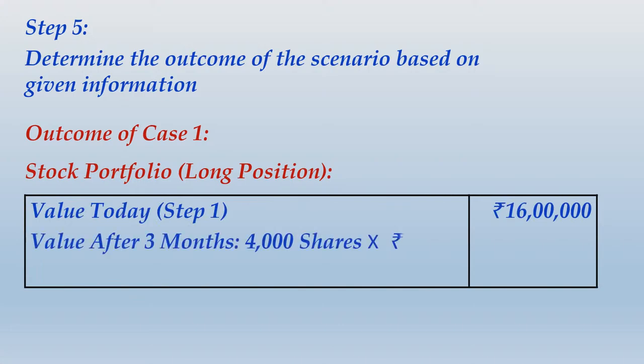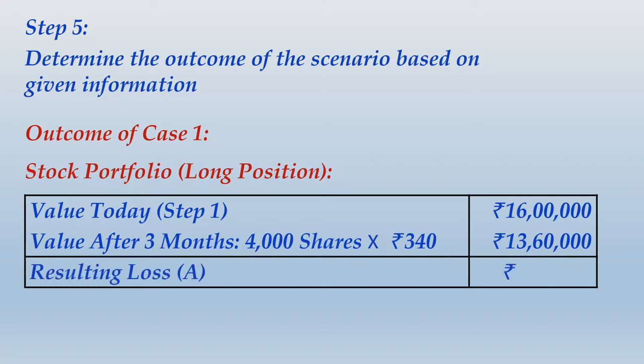Value after 3 months will be 4000 shares into 340. Correct? This is the price of the stock given in case 1, and that comes to 13,60,000. Resulting loss will be 2,40,000. This is easily determinable. Quickly take the screenshot and I take you ahead.